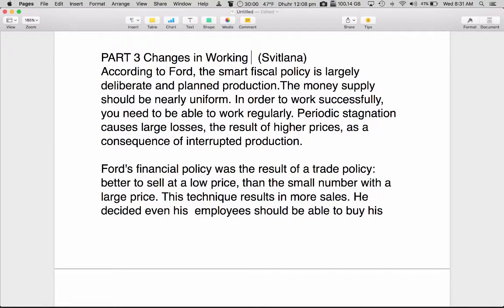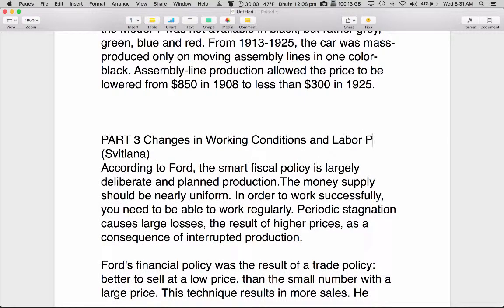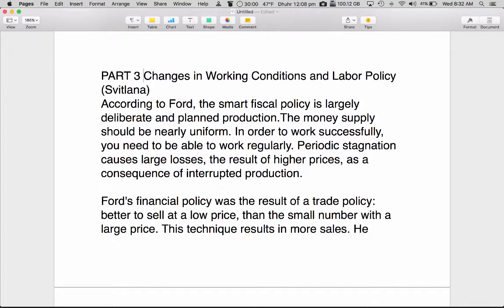Let's call it working conditions, I guess. Working labor is odd. So, Celine will say, and next, Svetlana will continue with Part 3 about changes in working conditions. If you wanted to, you could say changes in working conditions and labor policy, or just changes in working conditions, or changes in labor policy, but not working labor. That's odd. You guys have to discuss it. All right, continuing with part number 3.